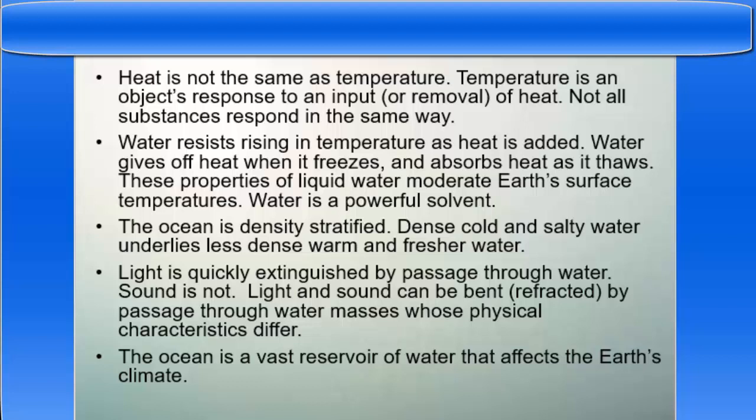These properties of liquid water help to moderate the Earth's temperature, and so we're also going to look at how the water molecule is structured to make it a very, very powerful solvent. We're also going to talk about how the ocean is density stratified, dense, cold, and salty water underneath less dense, warm, and fresher water. We're going to take a look at light and how it moves through water, and how sound and light move in different ways through water. And then we're going to talk about how the ocean is a vast reservoir that affects the Earth's climate. It can be a vast carbon reservoir.